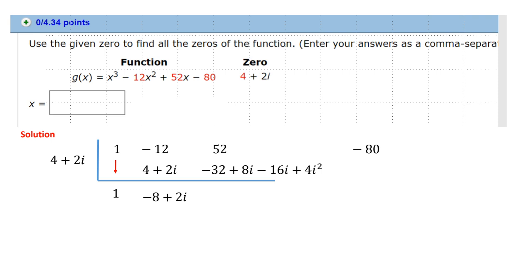Or the binomial. The 4 times the negative 8 is a negative 32. The 4 times the 2i is 8i. 2i times negative 8 is a negative 16i. And the 2i times the 2i is a positive 4i squared. Just to review, i squared is a -1. So I multiply that times my positive 4, which gives me -4. And then I added the like terms.